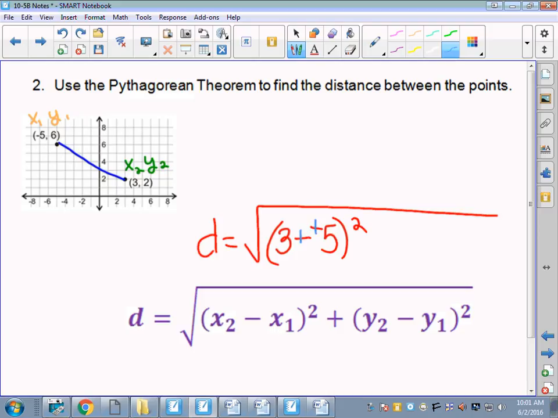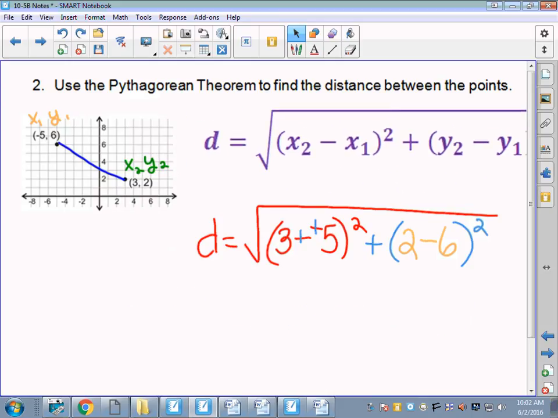They cancel out, become a positive, right? My second set of parentheses has y2 minus y1. So what's my y2 value? 2 minus, what's my y1 value? Y1 value is 6. So now I've got a math problem to do.